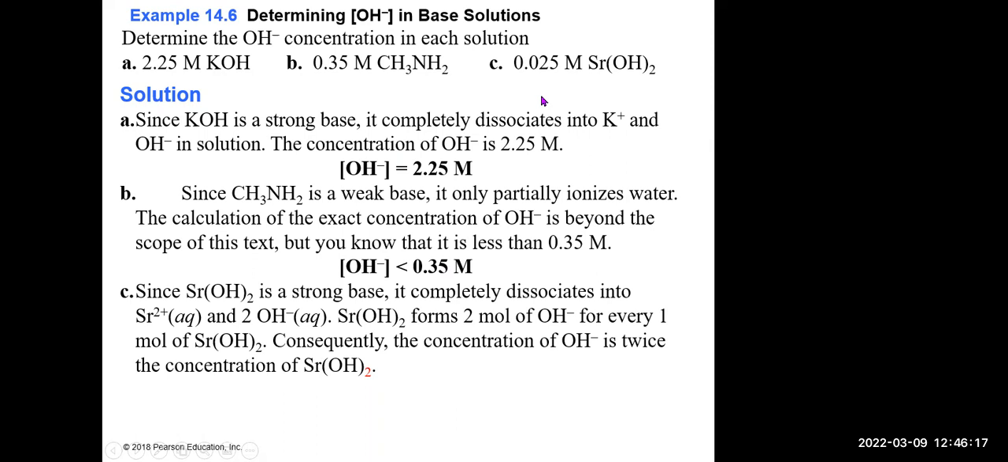The last one is a strong base, but it's a different kind of strong base from this one, because in this strong base there's only one OH for one formula unit. In this strong base, it will completely give you two OH. So there's a one to two ratio in this base. Therefore, for the concentration of hydroxide, you multiply by two. So you get 0.050, even though the concentration of the base formula is 0.025. From each formula you get two hydroxide, so you multiply the concentration of the base formula by two to get the concentration of hydroxide.